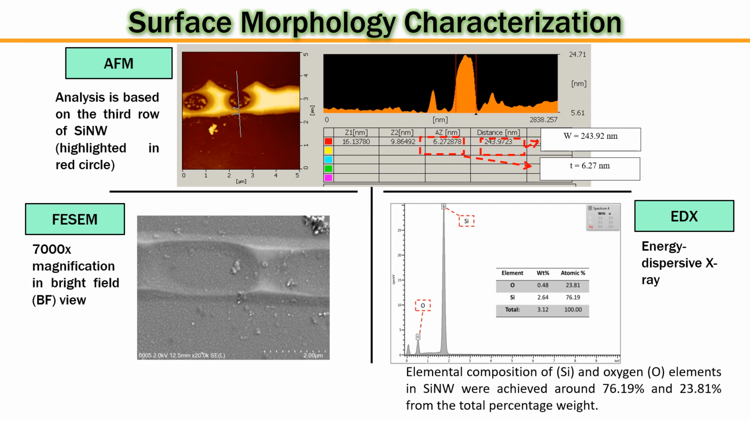So the EDX spectroscopic profile of the nanowire shows the silicon and oxygen peaks, with the table inset indicating the elemental composition, where the ratio of silicon to oxygen obtained is 2.64 to 0.48, achieving around 76.19% and 23.81% of the total percentage weight.